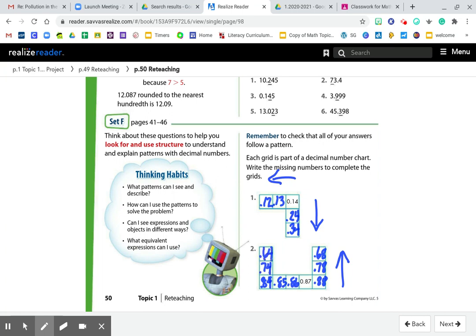So you're either increasing in the rows, you're increasing in the hundredths place, and in the columns going down, you're increasing in the tenths place. All right, so there we go. That's our review of the second reteaching page.